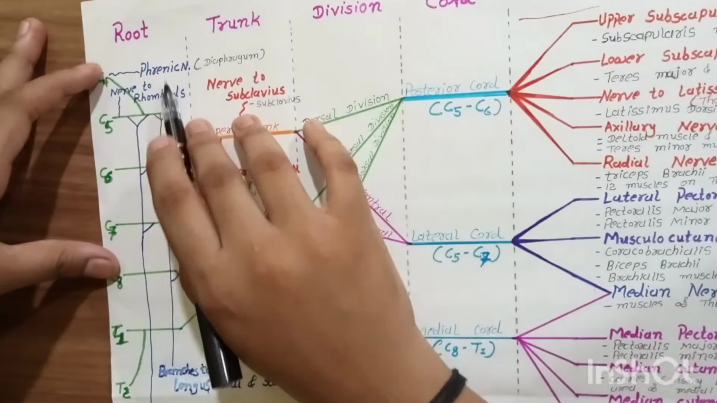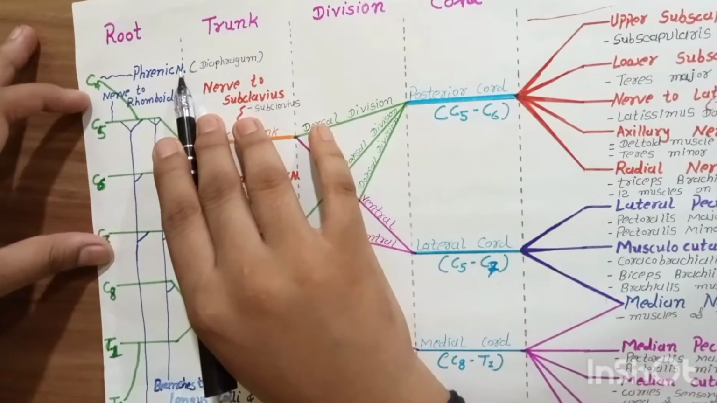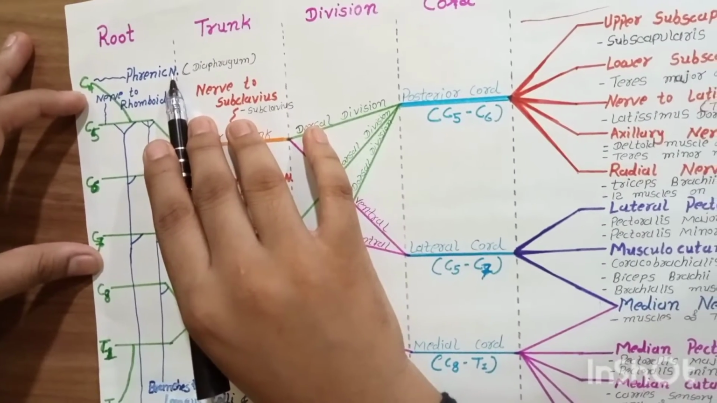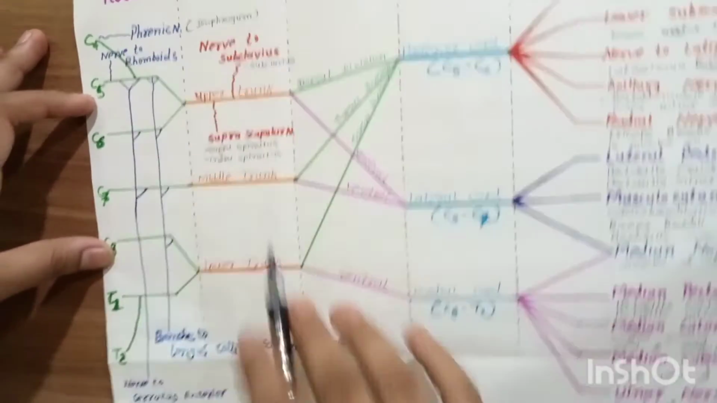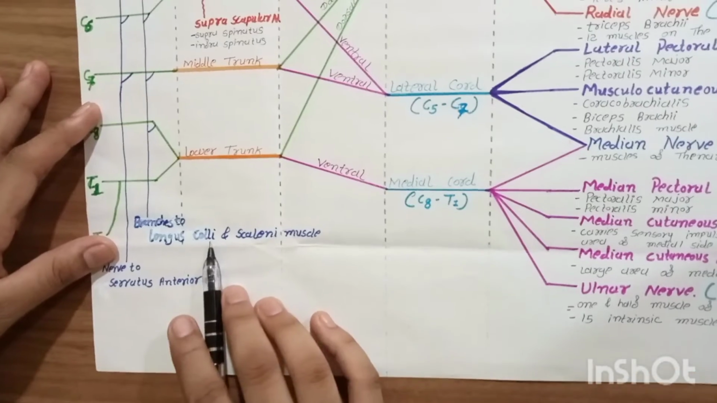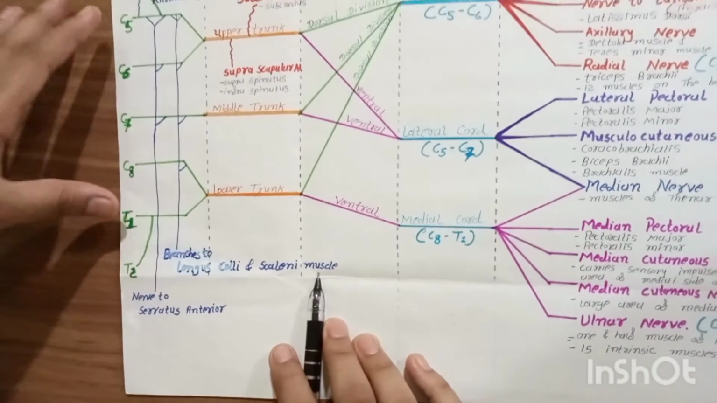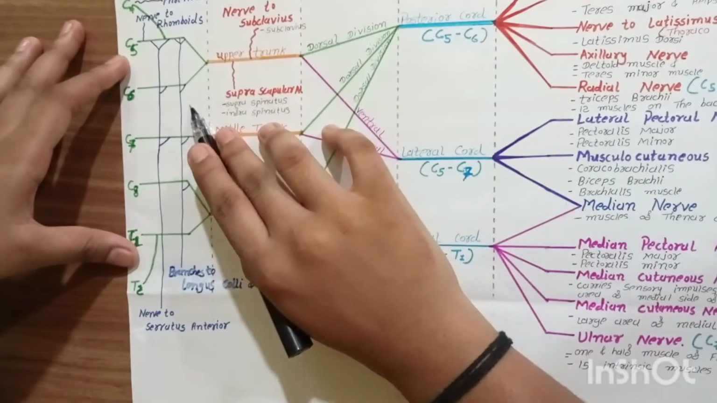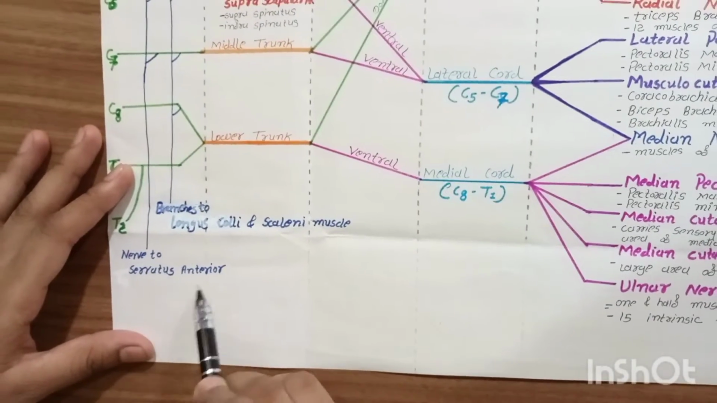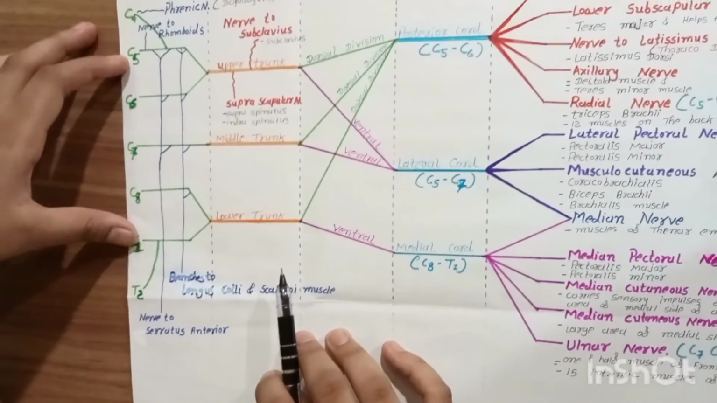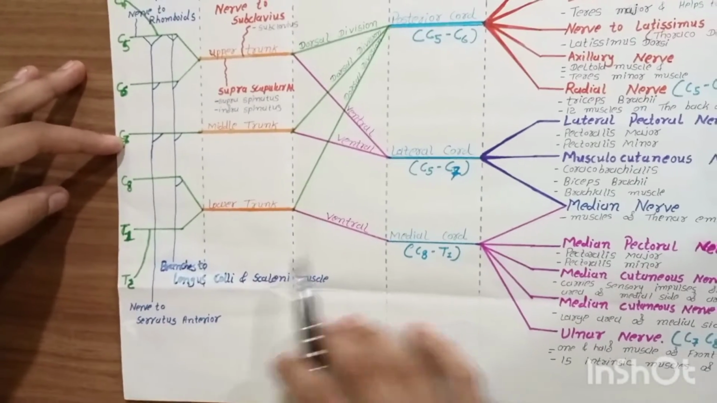Now the branches of the root. Phrenic nerve, which arises from C4. Nerve to rhomboids, which arises from C5. Branches to longus colli and scalene muscles, which arise from C5, C6, C7 and C8. Serratus anterior, which arises from C5, C6 and C7.